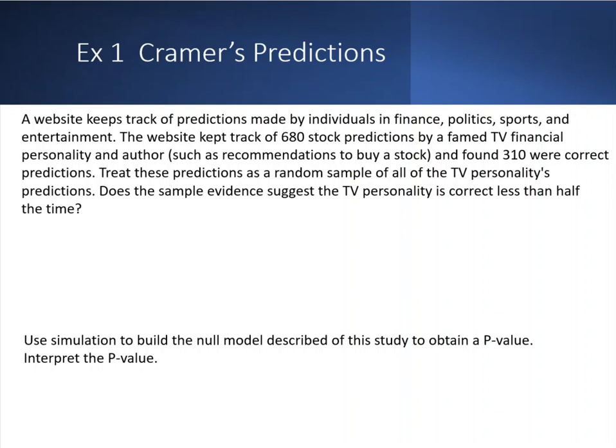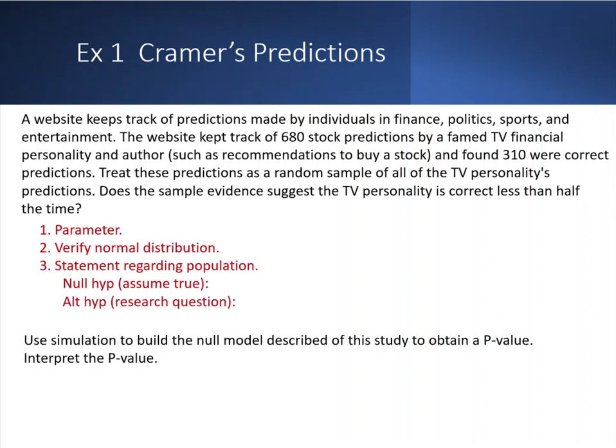So, does the sample evidence, the 310 out of 680, suggest that this TV personality is correct less than half the time? Well, let's start by going through our process for our hypothesis testing. We want to first determine our parameter. Remember, there's three choices. You either are looking at a proportion, where we're talking about qualitative variables, a mu, where we're talking about quantitative, or sigma for standard deviation.